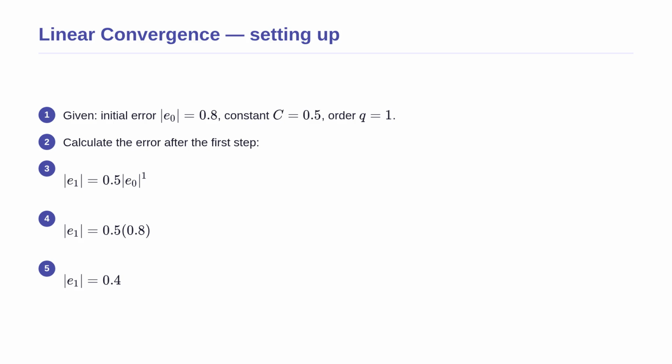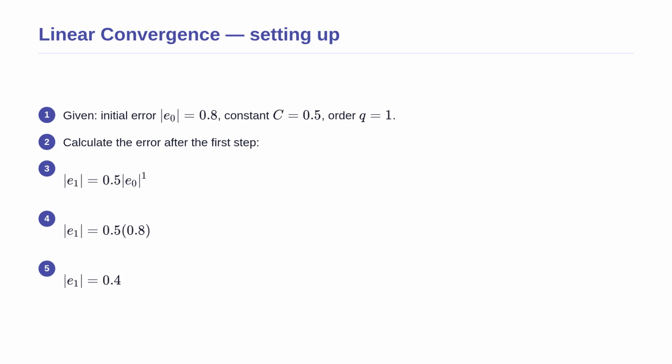Before we move on, let us see this with a concrete example of linear convergence. Suppose we are using a method where the next error is exactly half of the current error. We are given an initial error of 0.8, a constant c of 0.5, and an order q of 1. We want to find the error after two steps.